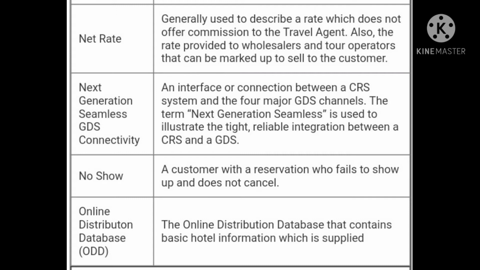Next is the Next Generation Seamless GDS connectivity, an interface or connection between a CRS system and the four major GDS channels. The term Next Generation Seamless is used to illustrate the tight, reliable integration between a CRS and a GDS. No-show, a customer with a reservation who fails to show up and does not cancel. Next is the Online Distribution Database, or ODD, the online distribution database that contains basic hotel information which is supplied.